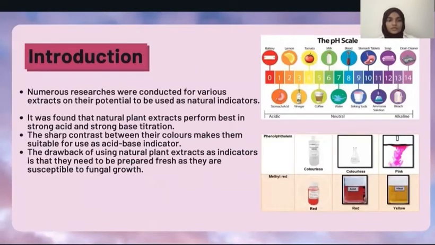Numerous researches were conducted for various extracts on their potential to be used as natural indicators. It was found that natural plant extracts perform best in strong acid and strong base titrations. The sharp contrast between their colors makes them suitable for use as acid-base indicators. The drawback of using natural plant extracts as indicators is that they need to be prepared fresh, as they are susceptible to fungal growth.